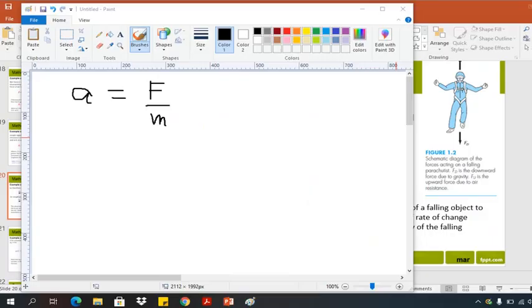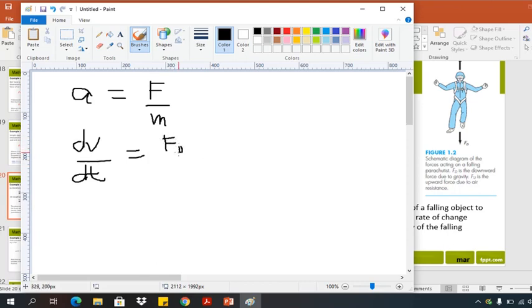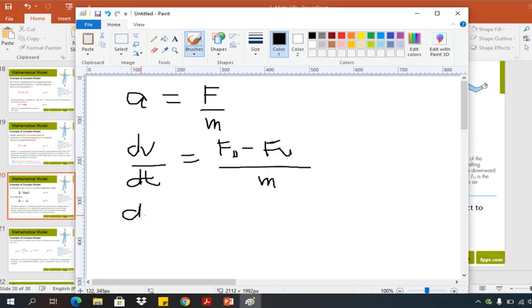So for the parachutist problem, by Newton's second law, acceleration is equal to the net force divided by m. We know that the acceleration is equal to the rate of change of velocity with respect to time, right? And the net force of the parachutist is equal to the downward force minus the upward force, divided by m. So we can simplify dv over dt.